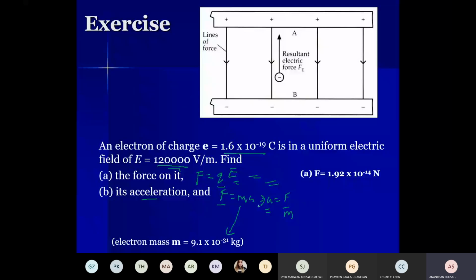So in this case, force divided by mass, you should get this answer: 2.11 times 10 to the power of 16. The acceleration is so huge, 10 to the power of 16. It's just a split second, smaller than a millisecond. You're going to cross the plate, just disappear.